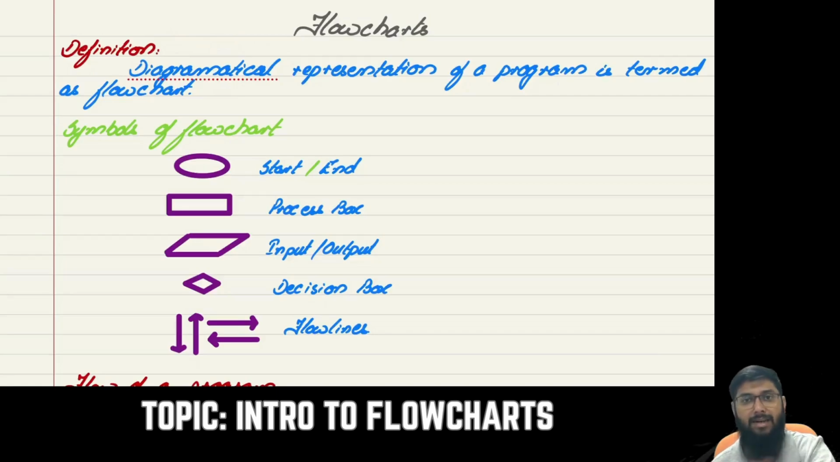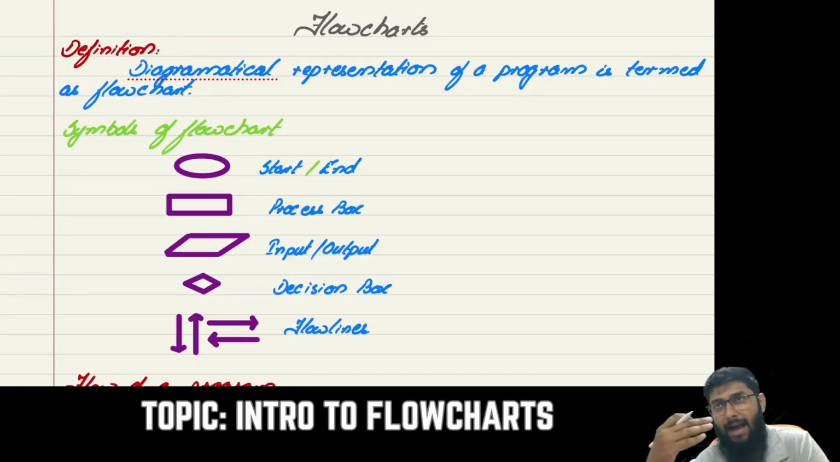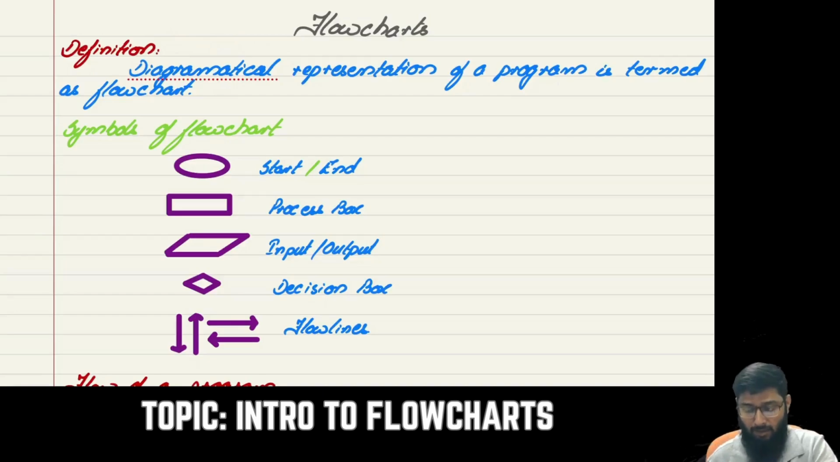Why do we represent it with diagrams? Because the easiest way to explain any sort of data is with the help of diagrams. That is the reason flowchart is the first, or you may say the key term, for the design phase. Diagrammatically, you represent your data to a person. So diagrammatic representation of a program is termed a flowchart.